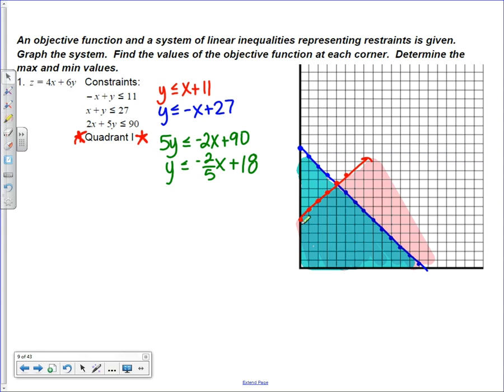We start at 18. 2, 4, 6, 8, 10, 12, 14, 16, 18. And we're going to go down 2, right 5. Now remember, we went by 2s here, folks. So if I'm going to go down 2, that's really just going down 1. And then over 5 is going to be 2.5 boxes. So it looks like it's going to be right on that line there.